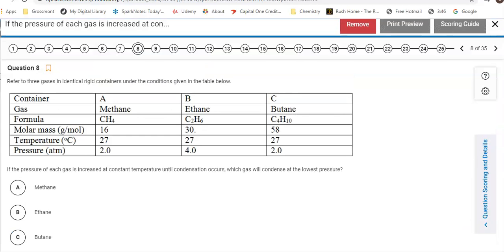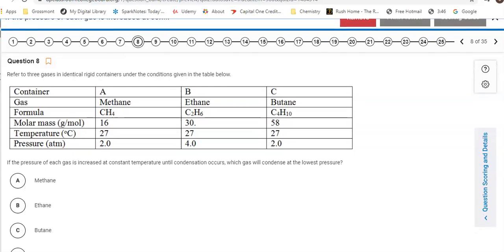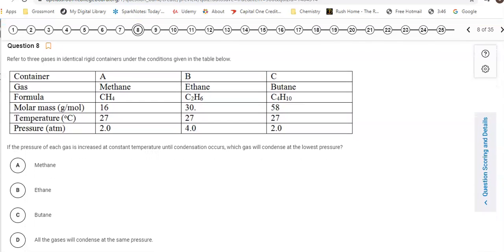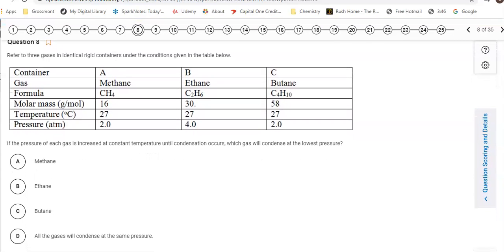Refer to the three identical rigid containers. That means the volume's constant under the conditions given below. Methane, ethane, butane. If the pressure of each gas is increased at a constant temperature until condensation occurs, which gas will condense at the lowest pressure?